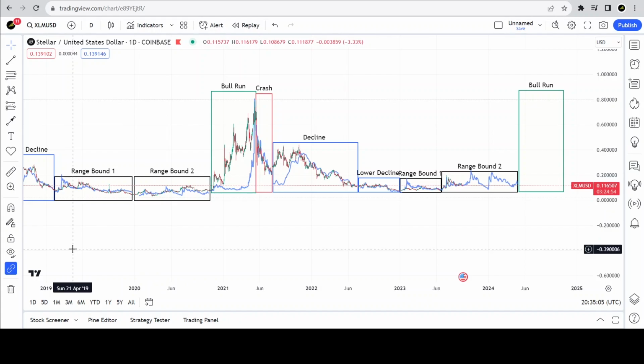Nonetheless, we are getting close to a bull run, and that is exciting. I believe XLM is an excellent coin. I think it could have a nice bull run. I don't know how high it will go, but XLM does seem to get some nice airtime in its bull runs. This is not financial advice.